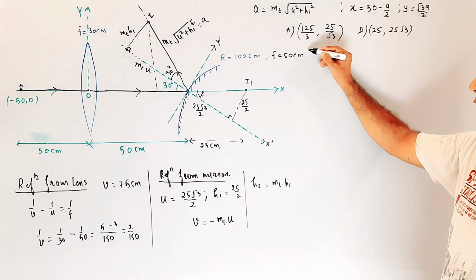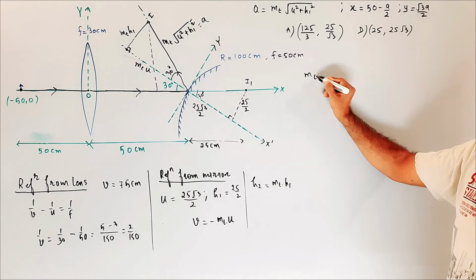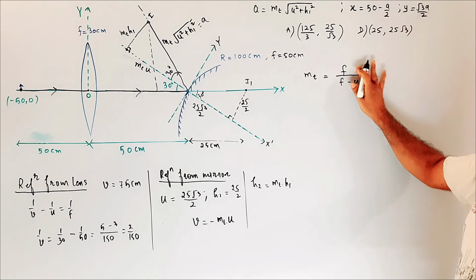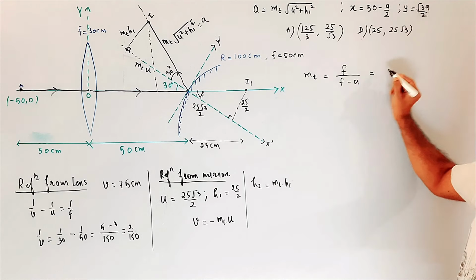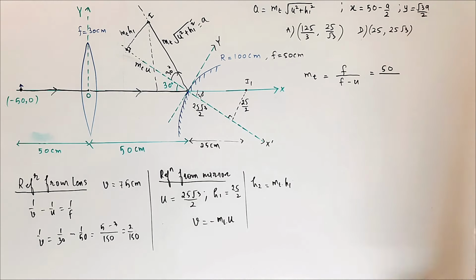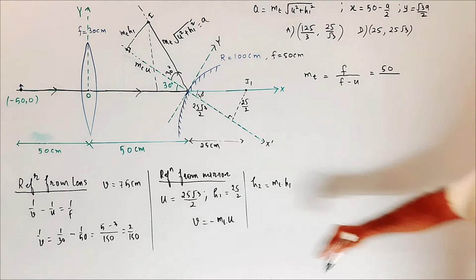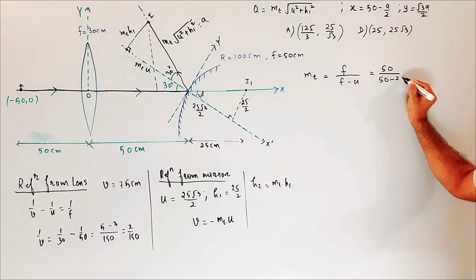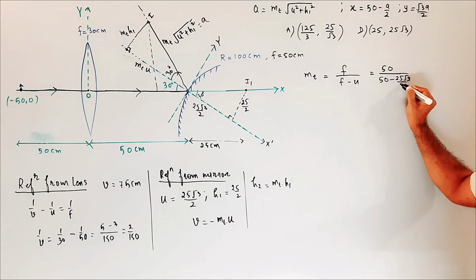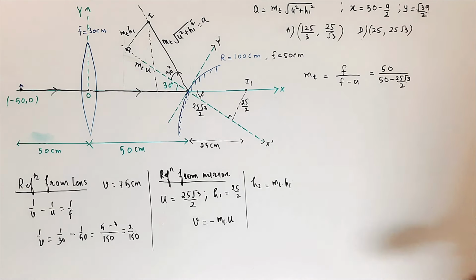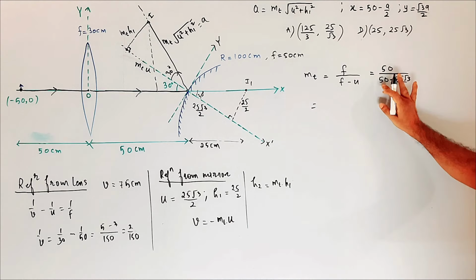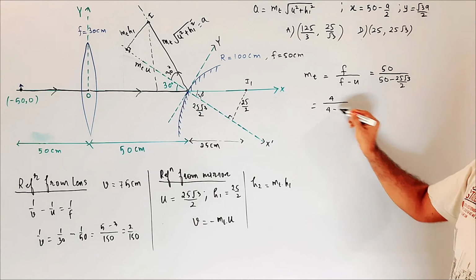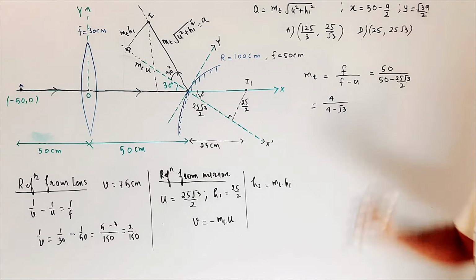So for the mirror, we know that m is equal to f upon f minus u. So f is 50, and u is how much? u is 25 root 3 by 2. So 50 minus 25 root 3 by 2, and that would be 100, so that would be 4 upon 4 minus root 3, that is m.